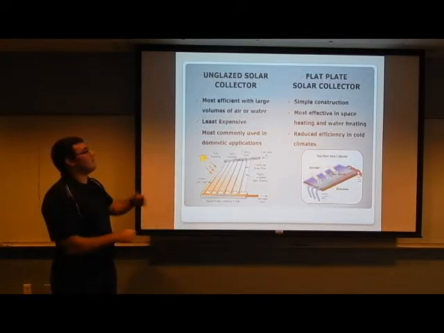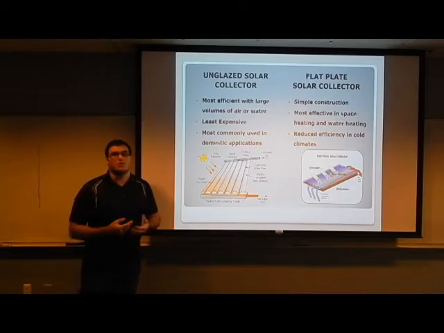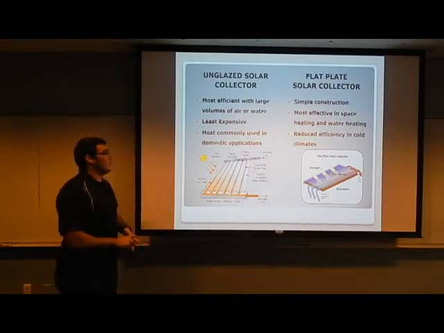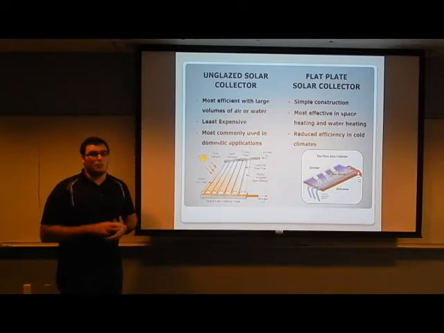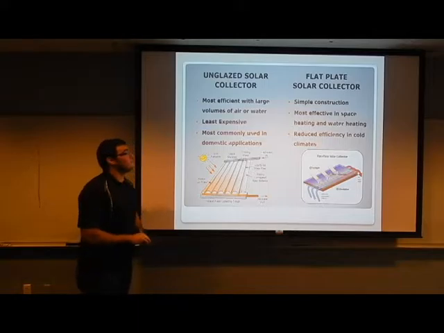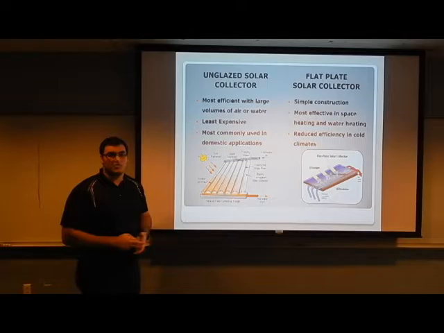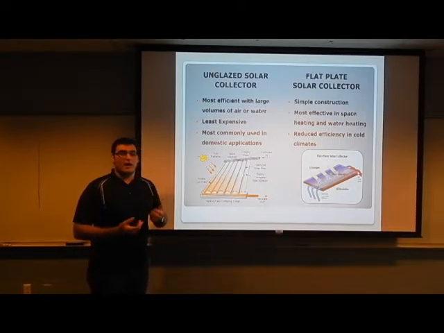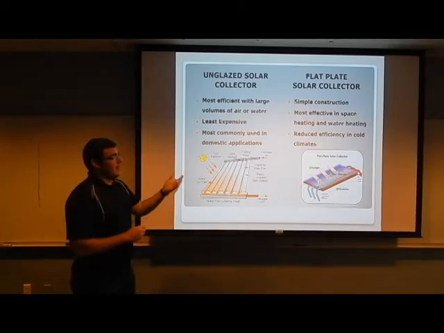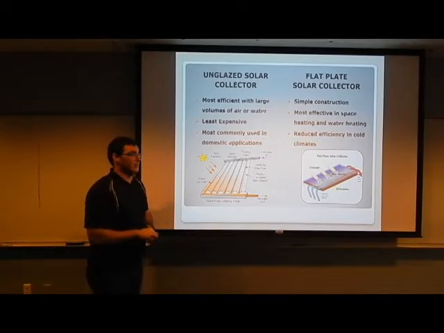As you can observe here, we have the unglazed solar collector. It's most efficient in heating up large volumes of water or air, and it's most commonly used in domestic applications such as pool heating. It's also the least expensive of all the collectors due to its low manufacturing and implementation costs. Similarly, we have the flat plate solar collector. It has a very simple construction as well. It's most effective in space heating and water heating, and it has reduced efficiency in cold climates due to heat losses associated with it.